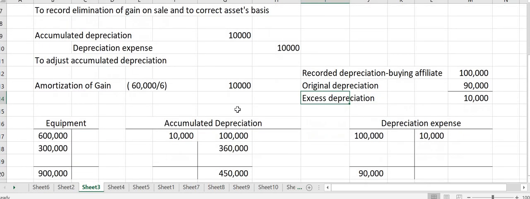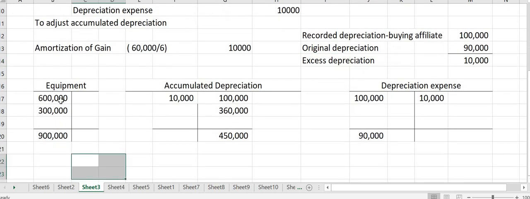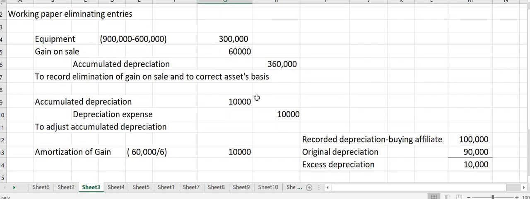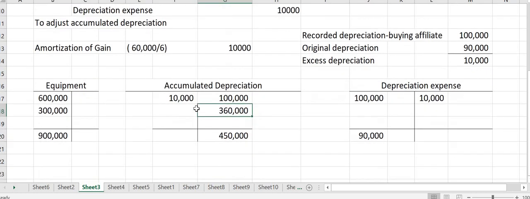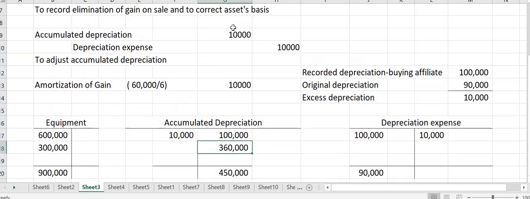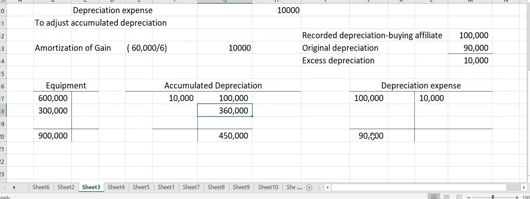Okay, so after this working paper eliminating entries natin, yung equipment natin naging 900,000 na. Okay, yung accumulated depreciation natin, of course we have beginning balance of 100,000 plus yung 360,000 yung first entry natin, less 10,000 na adjustment to accumulated depreciation or yung entry for the excess depreciation. So we have ending balance of 450,000. And then of course, yung depreciation expense natin recorded in the books of the subsidiary was 100,000. Then we have credited 10,000. So therefore, we have 90,000 as the adjusted depreciation expense.